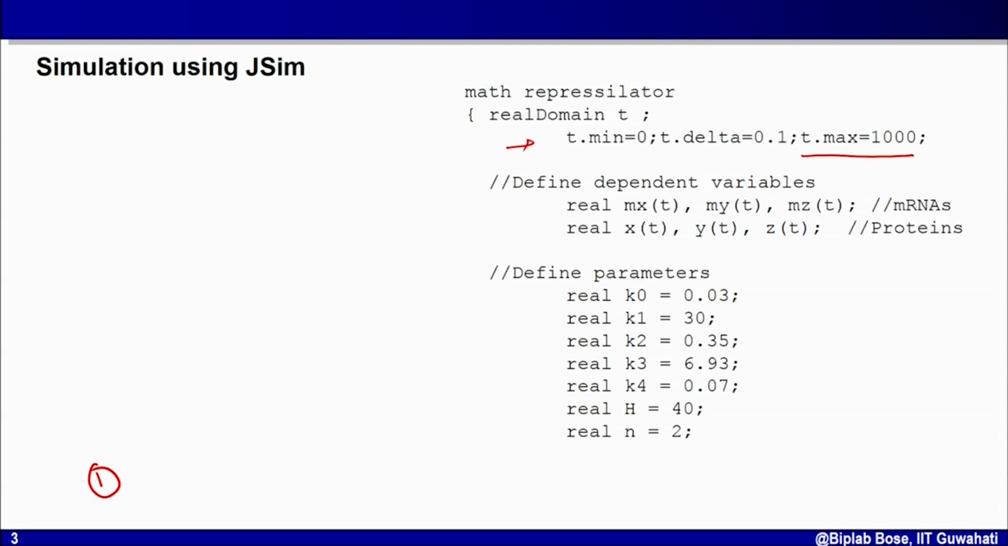I have 6 variables, 3 for mRNA, that is mx, my and mz, these are dependent variables, and 3 for protein x, y and z, and I have a set of parameter values here, and we will play around with these parameters so that we can understand the dynamics of this system in different parameter regimes.